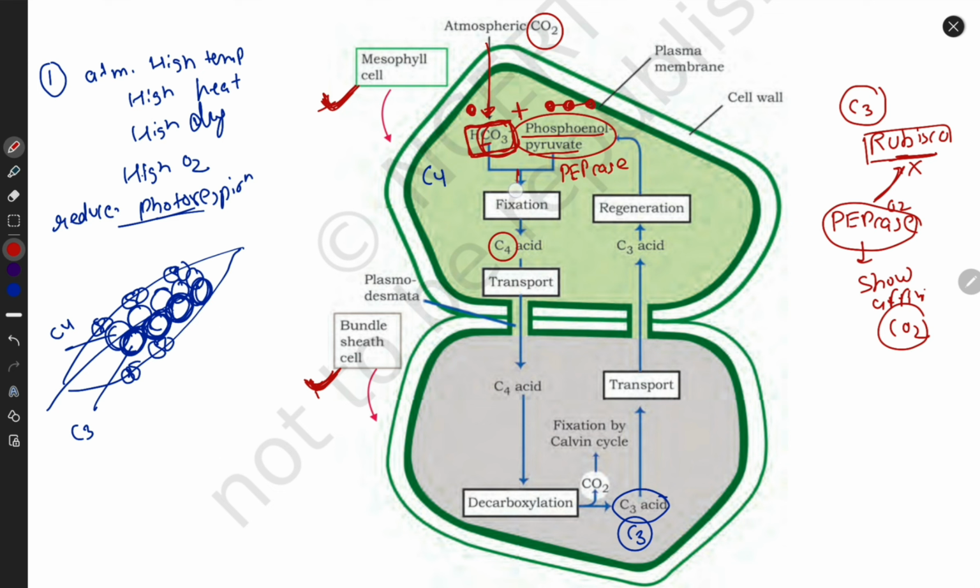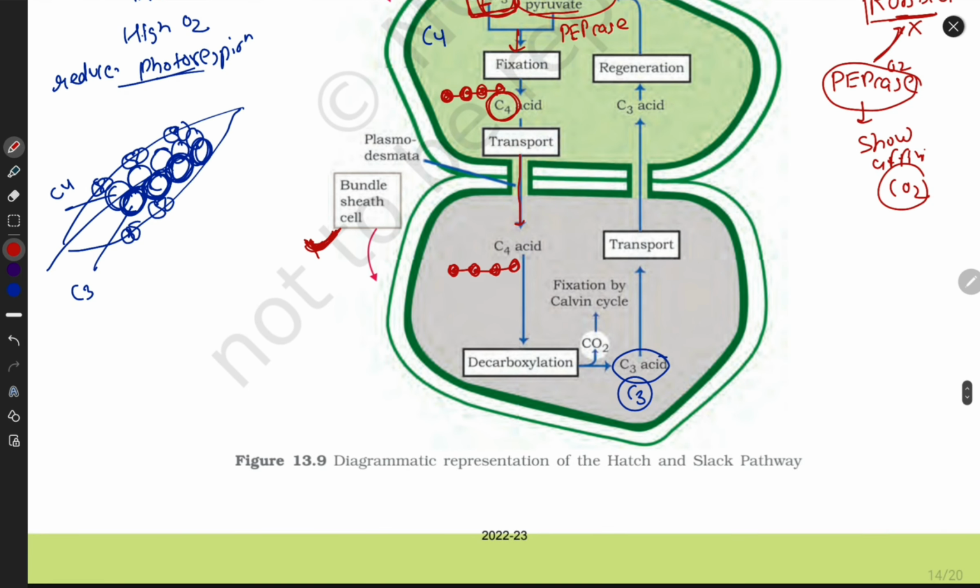Look at here. They produce what? A C4, 4 carbon product, and this 4 carbon product is transported into where? Into the bundle sheath cell. Here what happened? 1 carbon is released and goes where? They release it in the form of CO2, and now the C3 cycle will happen.